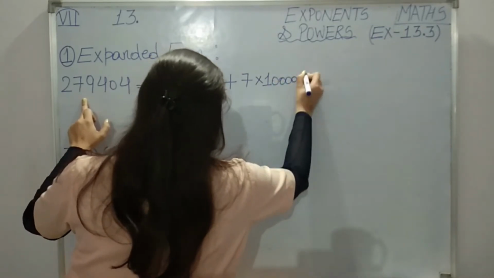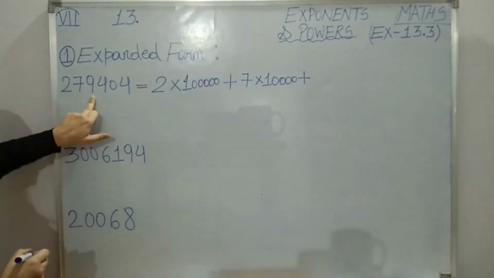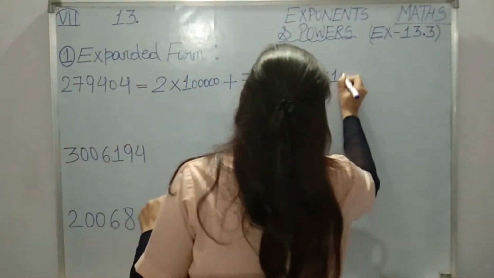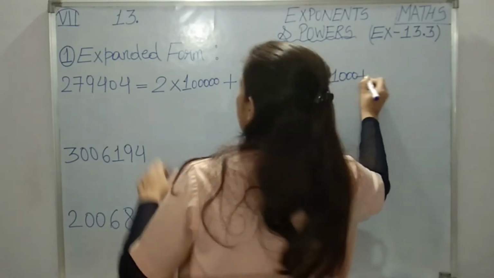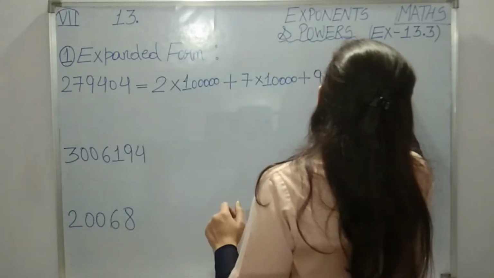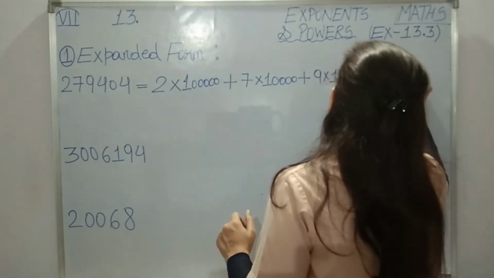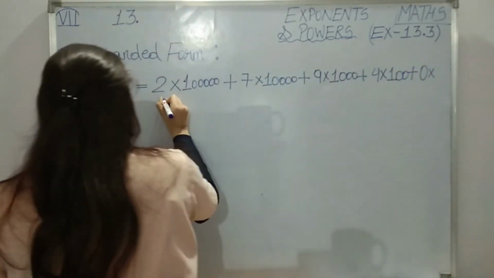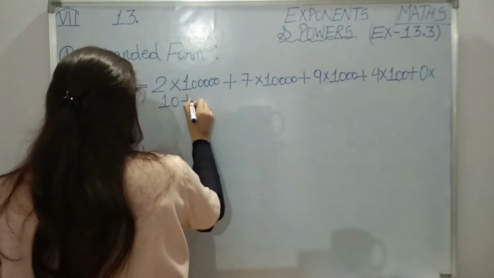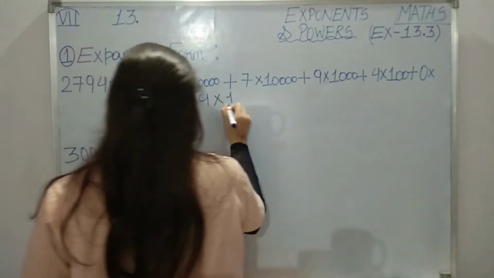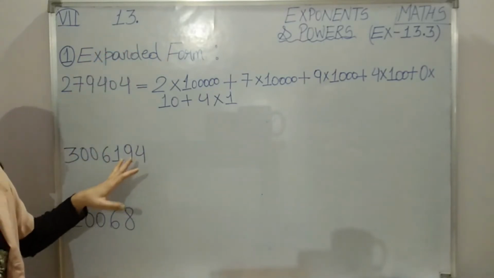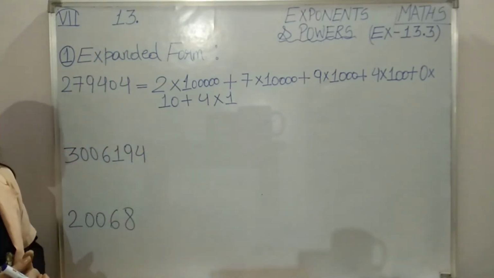Very easy it is. Now place value of 9 will be 1000, isn't it? Then the next digit is 4, its place value will be hundreds. Then 0's place value will be tens. Then 4's place value will be ones. Clear students? Any new thing here? No, you have already learned this in your earlier classes, isn't it?